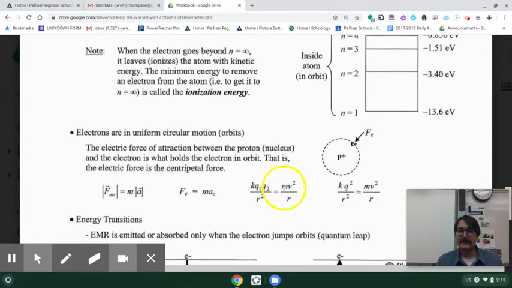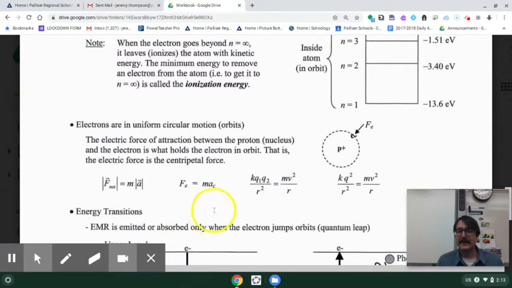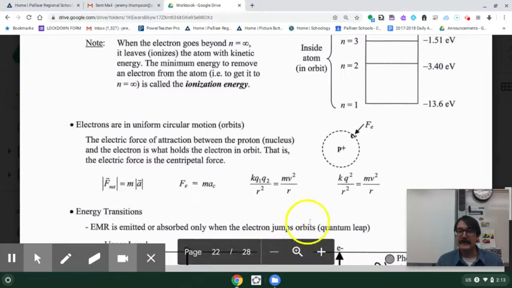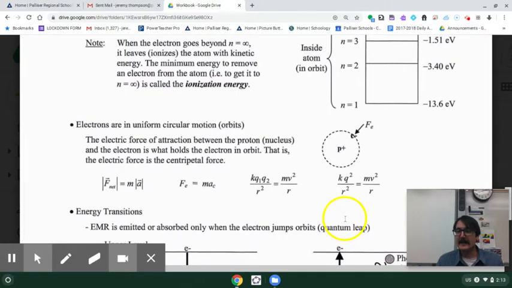So we have F net equals ma, Fe equals m times ac, electric force equals centripetal force. And we can substitute in from Coulomb's law, the electric force is kq1q2 over r squared, and for centripetal force, mv squared over r. And of course, you can see here, since the charge of the proton and electron are identical, instead of q1 q2, we just put q squared, where q is the elementary charge.